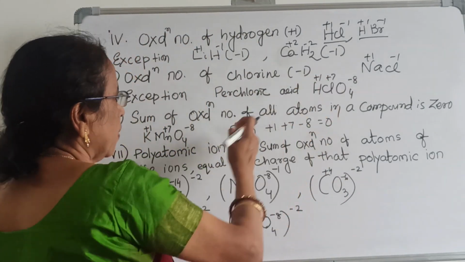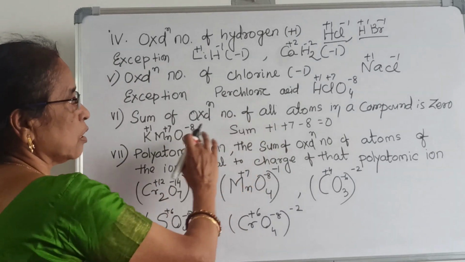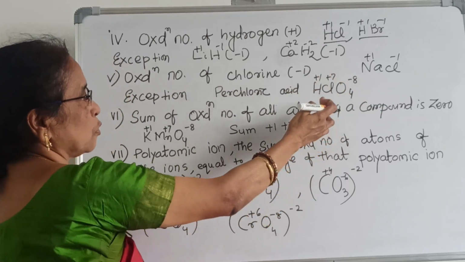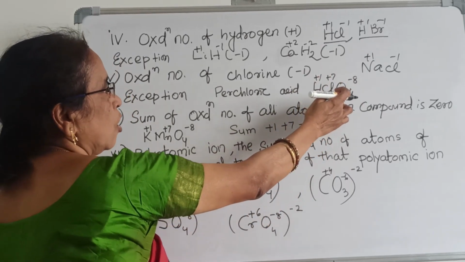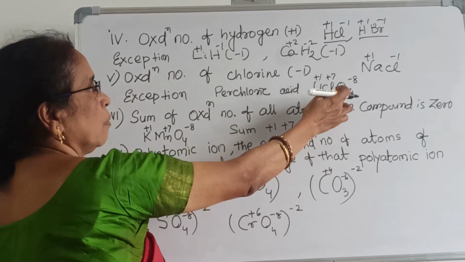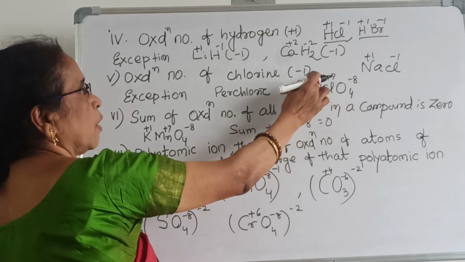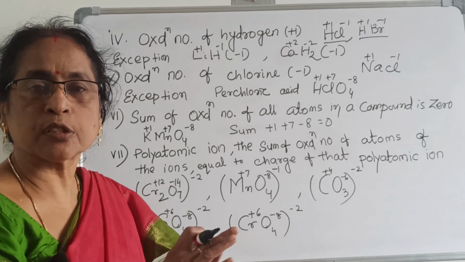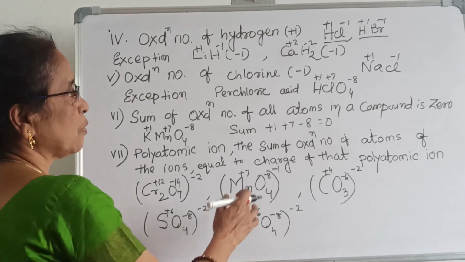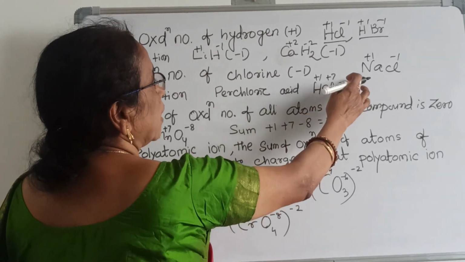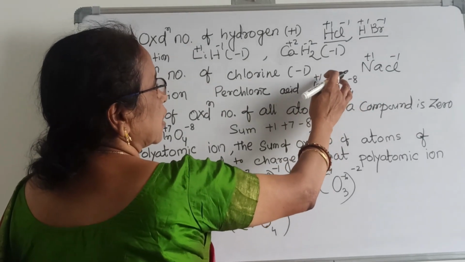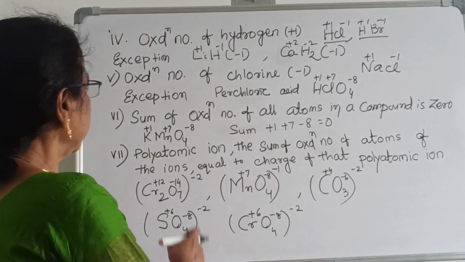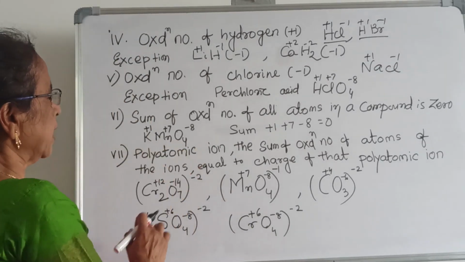And before that, one rule you should know: the sum of the oxidation numbers of all atoms in a compound should be 0. So you can see here, oxygen is minus 2 into 4, minus 8, and hydrogen is plus 1. So chlorine should be plus 7, otherwise the sum never becomes 0. That is why easily you can find minus 8 plus 1, and the chlorine oxidation number should be plus 7. Similarly, another example, potassium permanganate.